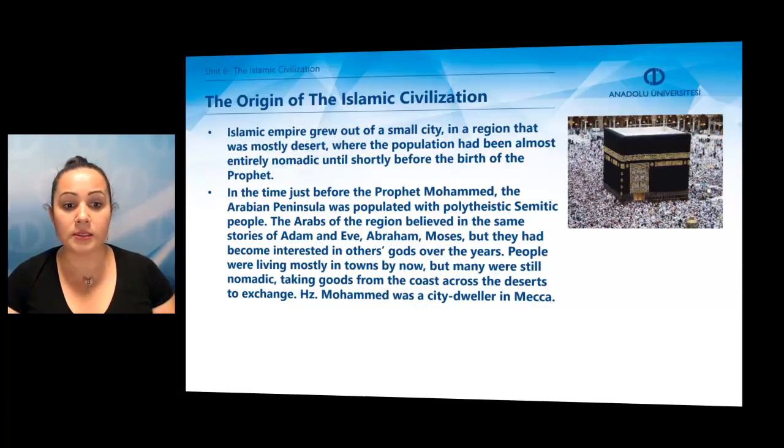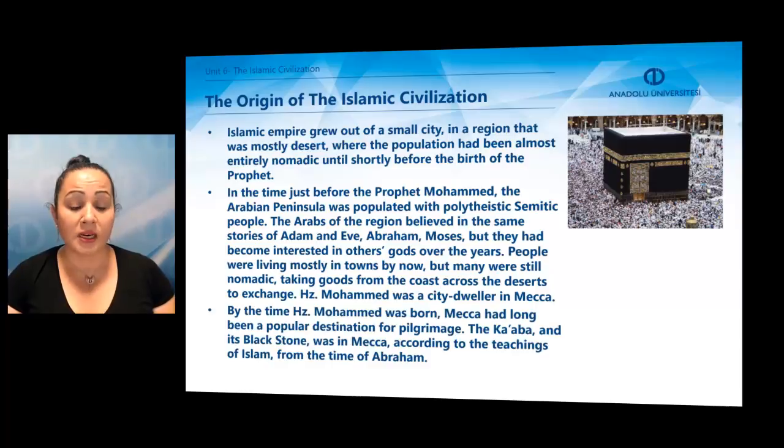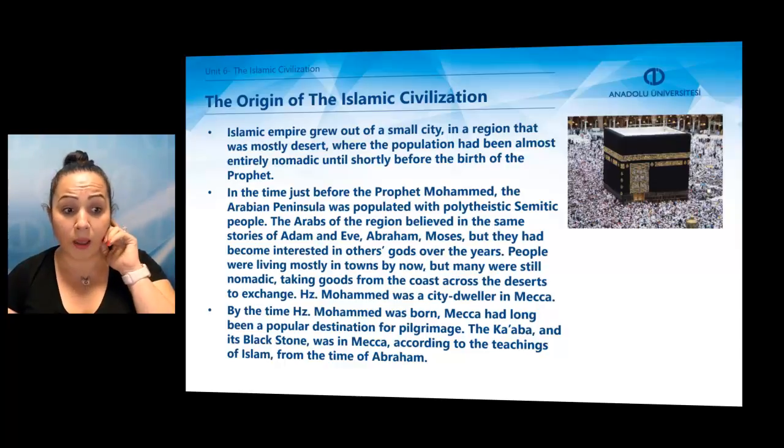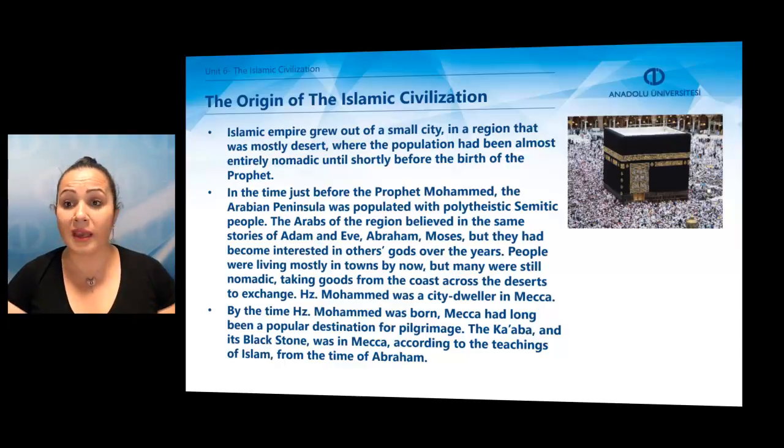People were living mostly in towns by now, but many were still nomadic, taking goods from the coast across the deserts to exchange. Hazrat Muhammad was a city dweller in Mecca. By the time Hazrat Muhammad was born, Mecca had long been a popular destination for pilgrimage. The Kaaba and its black stone was in Mecca, according to the teachings of Islam from the time of Abraham.